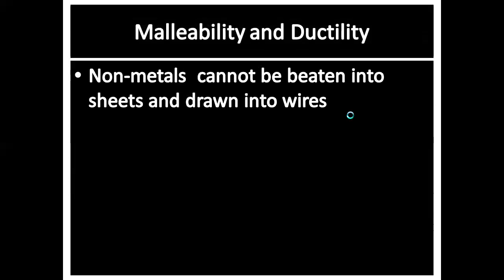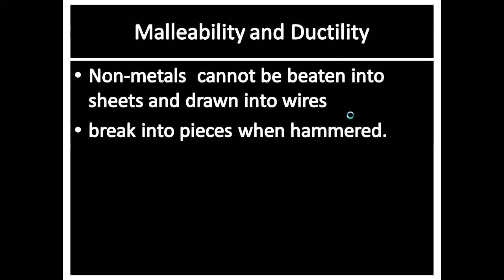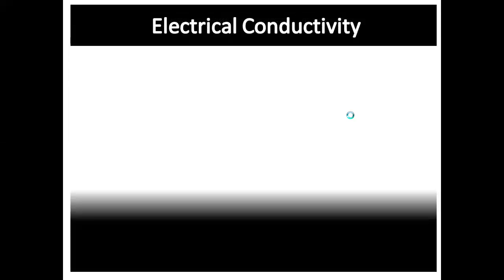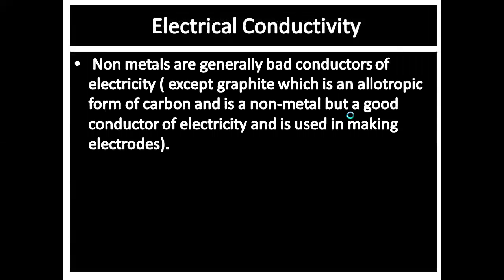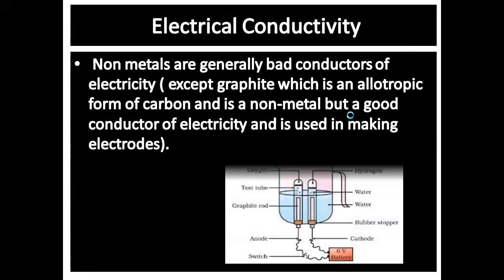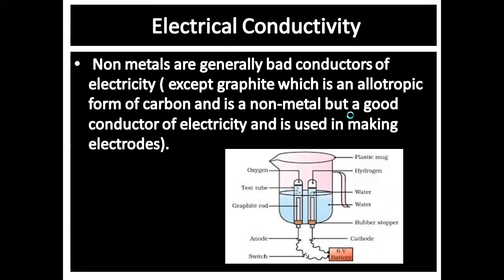Malleability and ductility. Nonmetals are non-malleable and non-ductile. They cannot be beaten into sheets and drawn into wires. Electrical conductivity. Nonmetals are bad conductors of electricity, except graphite, which is an allotropic form of carbon, is a good conductor of electricity and it is used in making electrodes.